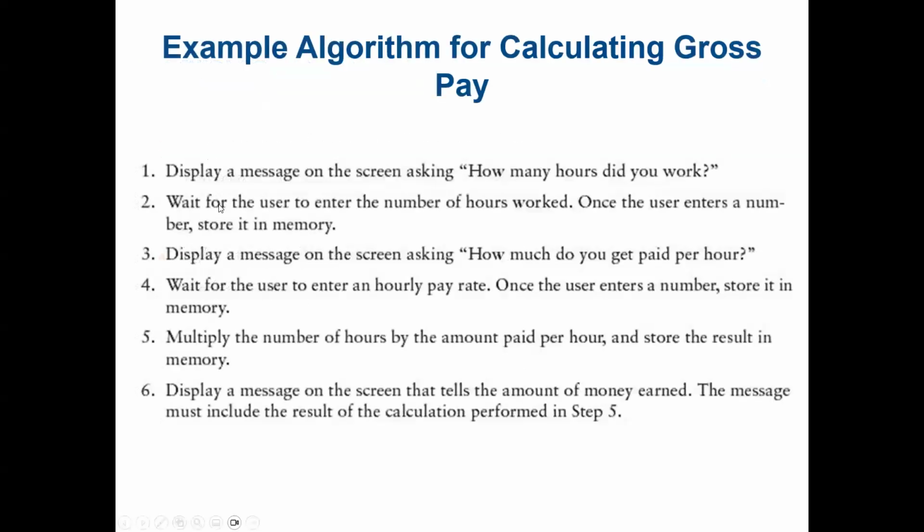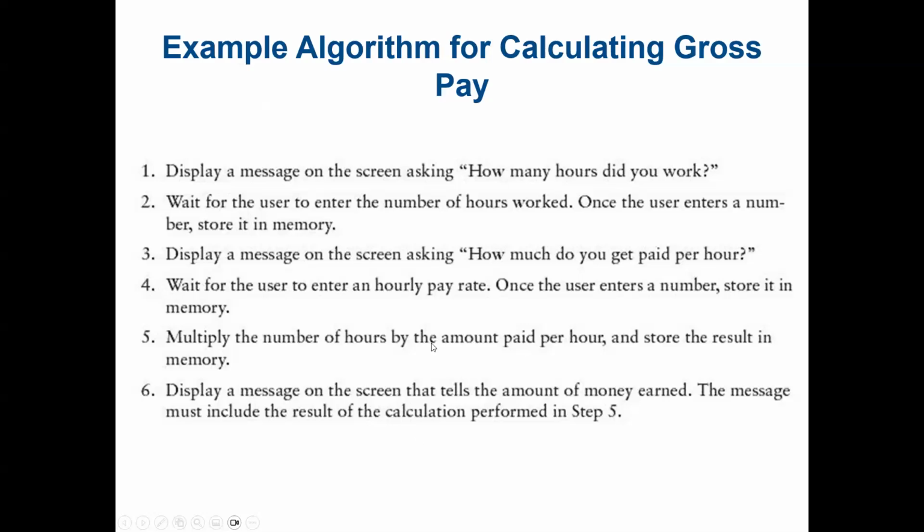Now, the first thing we need to do is display a message on the screen asking how many hours the employee worked. We wait for the user to enter the number of hours worked. Then we ask the user again, how much is the hourly pay rate? And the user will enter the amount. Then we multiply the number of hours by the amount paid per hour, and we store the result in memory. Then we display a message on the screen that tells the amount of money earned. So this is an algorithm, and everything is in English.